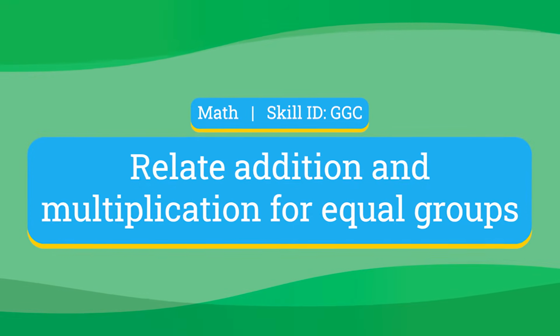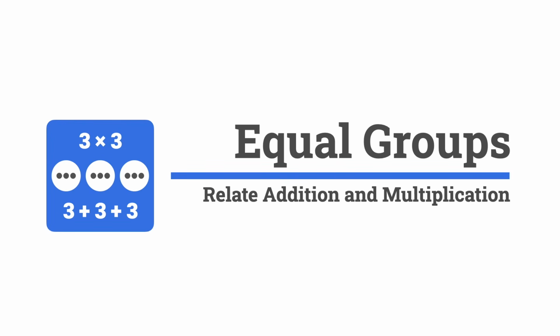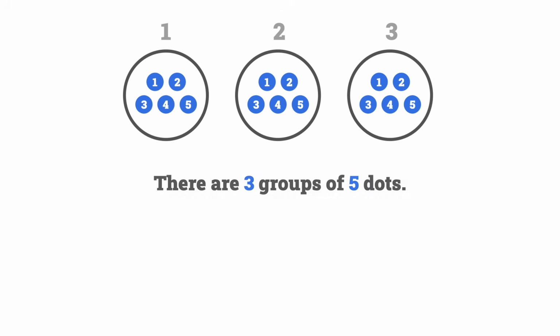In this video, we'll be working with equal groups. Equal groups help us relate addition and multiplication. Take a look at this model. How many groups are there? 1, 2, 3. How many dots are in each group? 1, 2, 3, 4, 5. So we can describe this model by saying there are 3 groups of 5 dots.